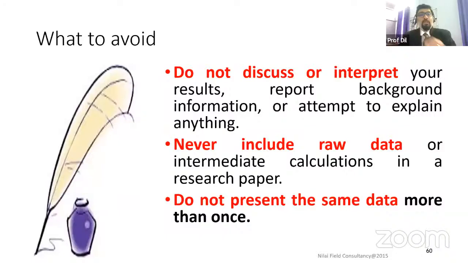So reduce it. And what is to be avoided in the results section is that you do not discuss or interpret your results. Results should not be interpreted here, only at the time of findings and interpretation. Just say what exactly is in the figure. That's all. All right. Never include raw data. Completely avoid it. Be selective on that.